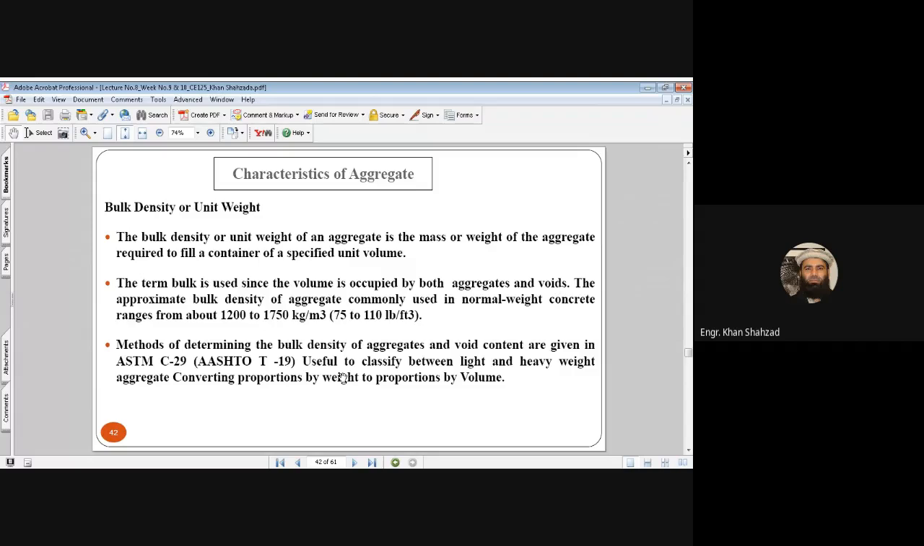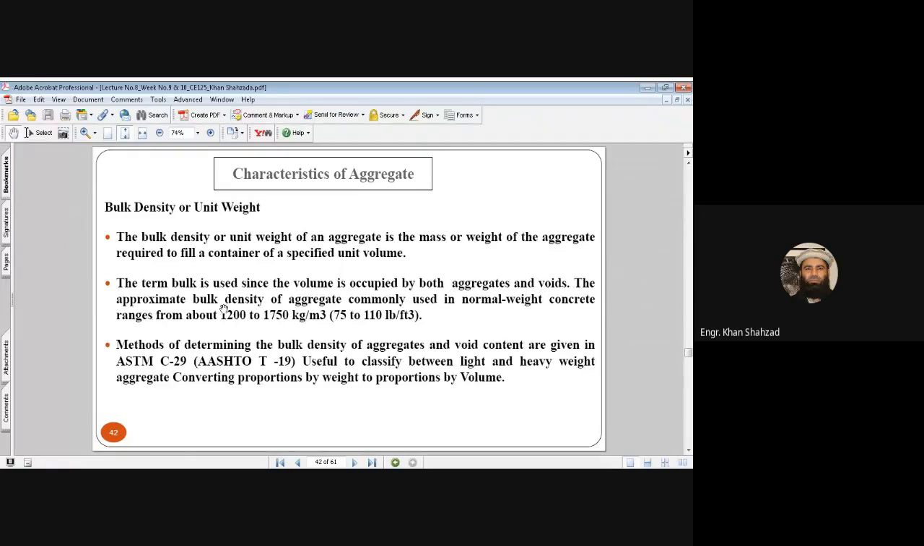Sir, weight of the aggregate divided by the volume occupied. Yeah, the total weight of the aggregate divided by the total volume of the aggregate, in which we are also taking the volume of the voids. Then this is called bulk density. That's why we are calling it the bulk. The bulk density or unit weight of an aggregate is the mass or weight of the aggregates required to fill a container of a specified unit volume. The term bulk is used since the volume is occupied by both the aggregates and voids.